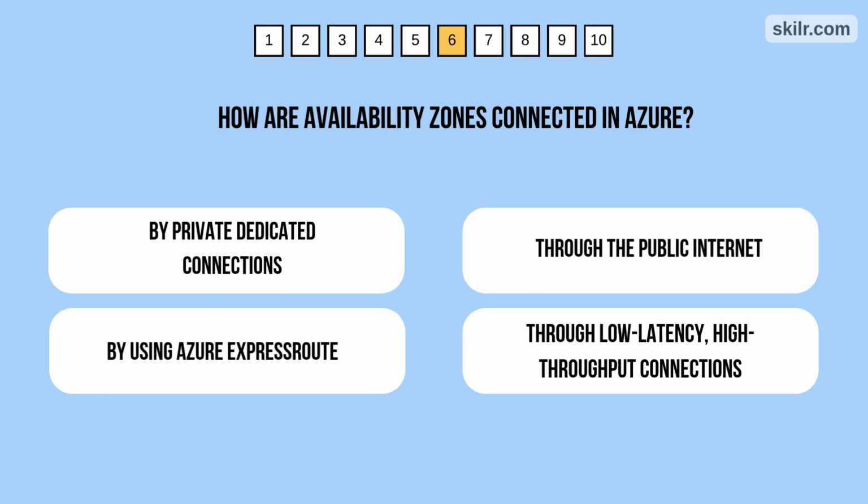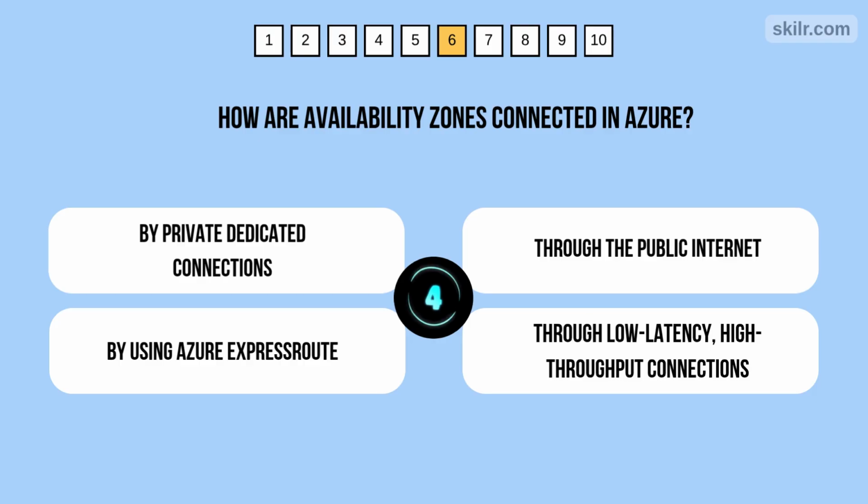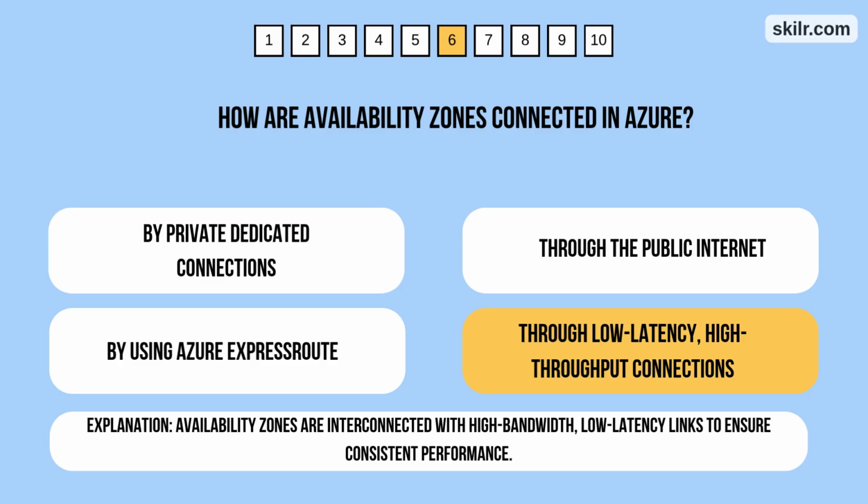Question 6. How are availability zones connected in Azure? The answer is through low latency, high throughput connections, as availability zones are interconnected with high bandwidth, low latency links to ensure consistent performance.